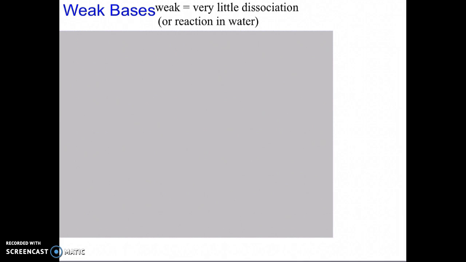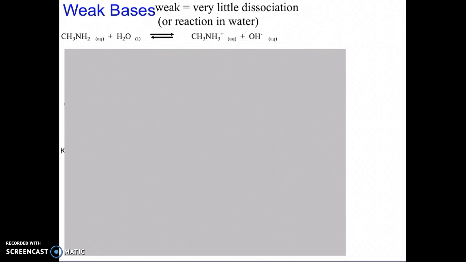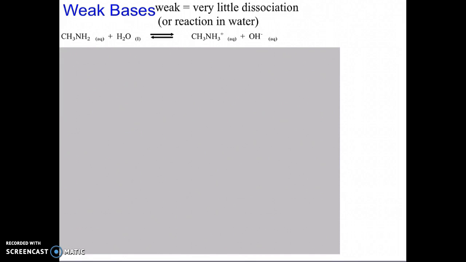And remember, I have here that weak means very little dissociation or reaction in water. Very little dissociation, that would be on the acid sense, or that reaction with water would be on the base sense. And so what I want to just let you guys know here is that this is an example of a weak base.